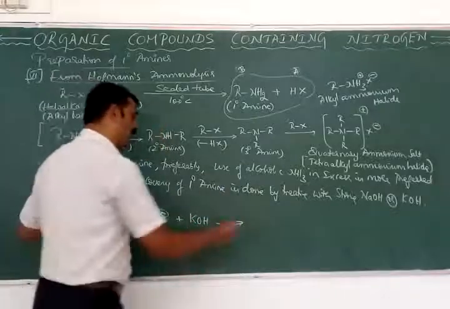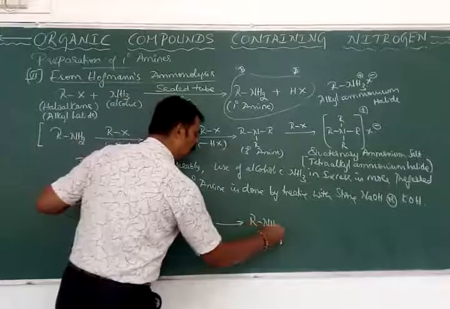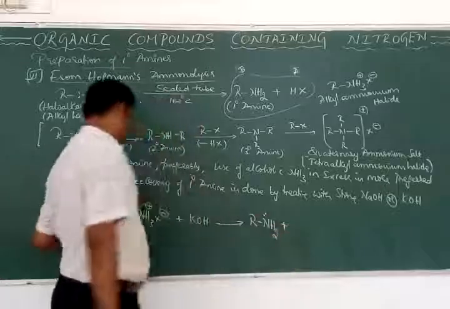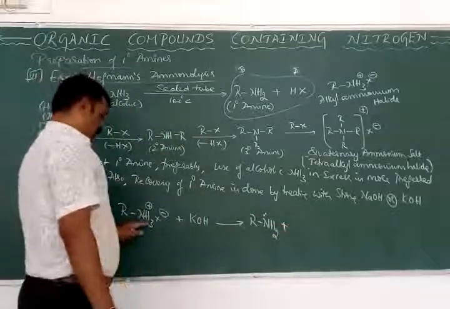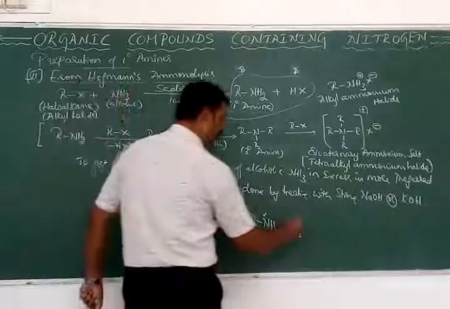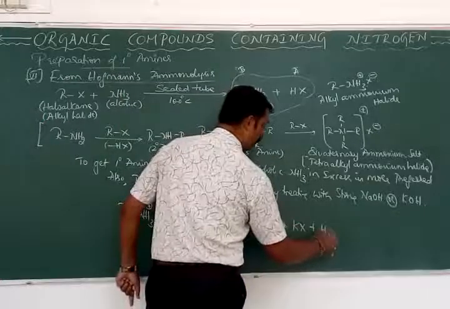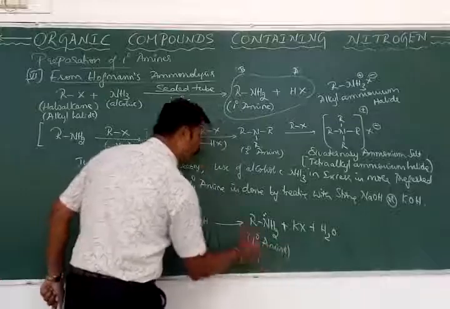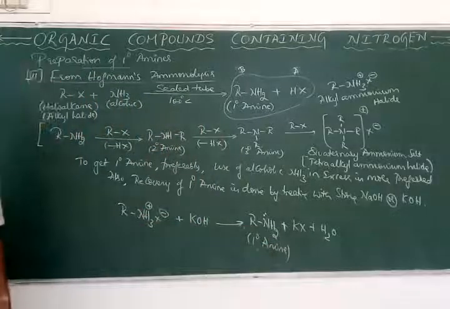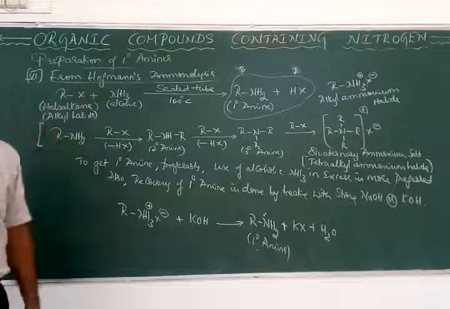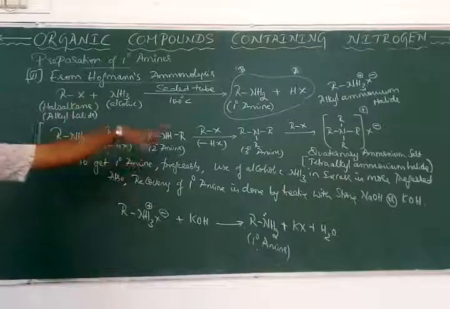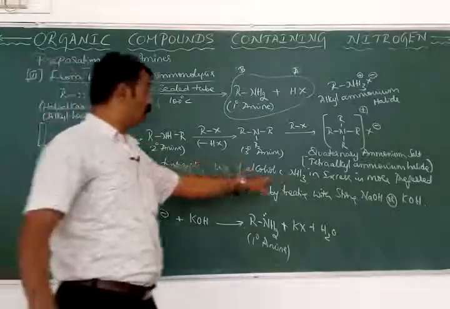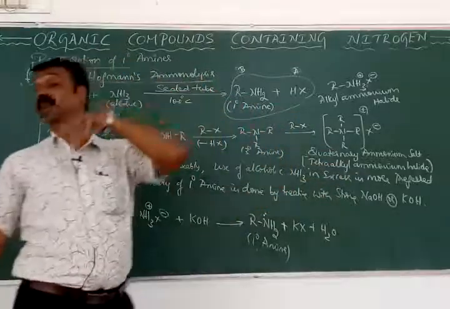So what can we expect? The major product that I am expecting is RNH2, and the HX is removed with KOH in the form of KX plus H2O. This is the primary amine. This is the recovery of the amine when we are doing ammonolysis with the help of haloalkanes. If excess alcoholic ammonia is used, we get more preferably the primary amines.